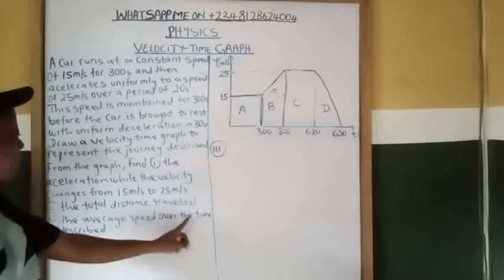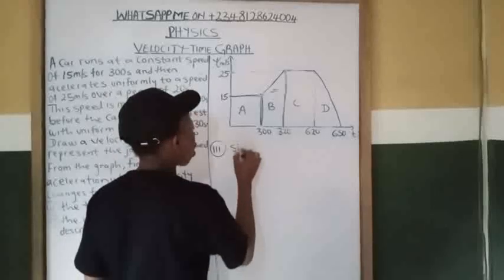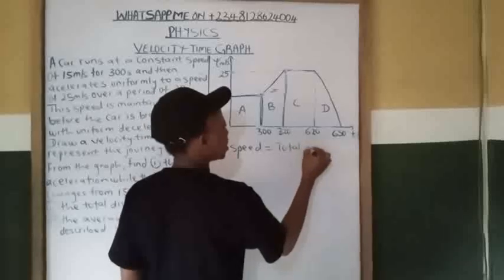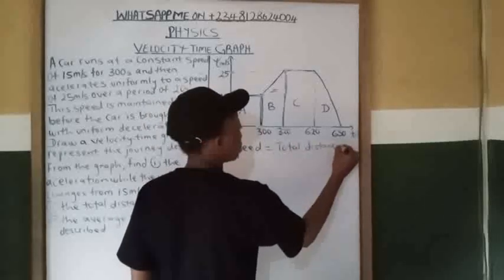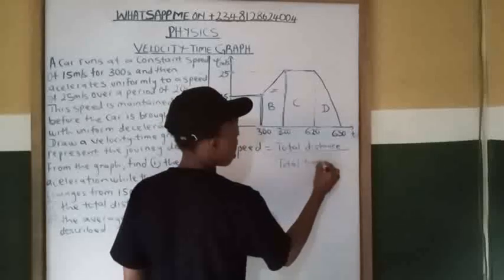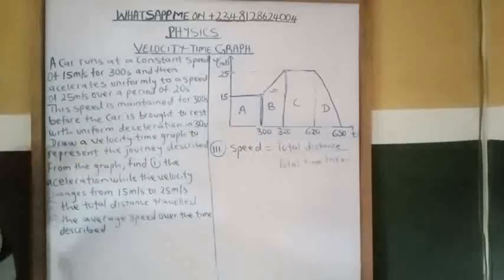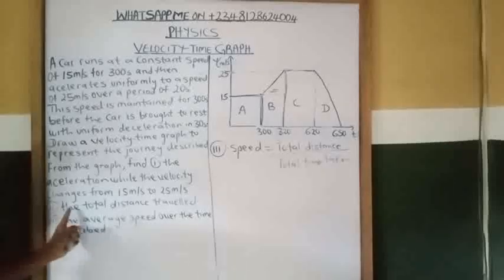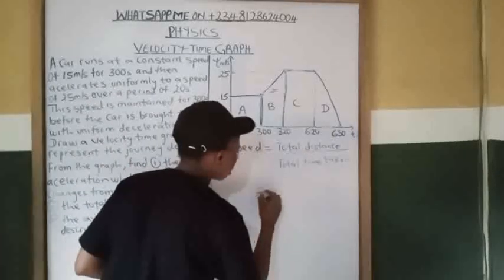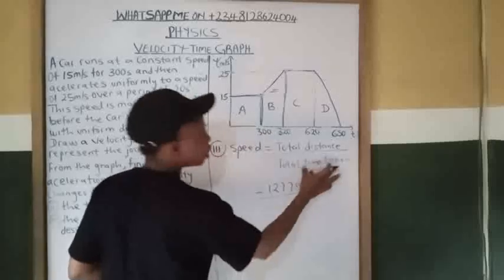The average speed over the time described. We are looking for the average speed. So speed is equal to the total distance divided by the total time taken. We have gotten our total distance from Roman figure 2. So our total distance is equal to 12,775 divided by the total time taken.